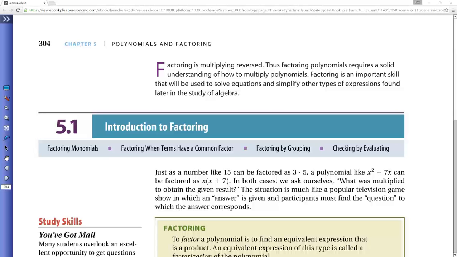Chapter 5, Factoring. Factoring is multiplying reversed, is one way to explain it. Thus, when we have polynomials, factoring polynomials, first we have to really understand how we multiply polynomials. When we talked about Chapter 4, I brought up several times that there are some other ways you could multiply, like FOIL, and miss some of the shortcuts that are going to become real important to recognize factoring opportunities or strategies.